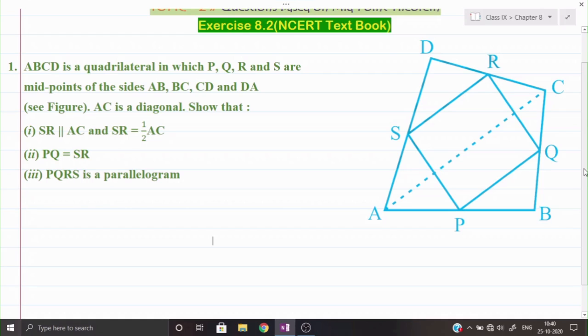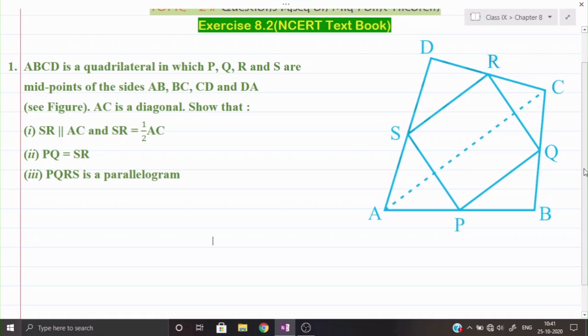Remember, if you want to prove a parallelogram, we can prove it in two to three ways. One way is to show that the opposite sides are equal, so PQ and SR are equal, PS and QR are equal. Or we can show the opposite sides are parallel, so PQ is parallel to SR, PS is parallel to QR. Or we can show that any one pair of opposite sides is equal as well as parallel, meaning PQ is parallel to SR and PQ is equal to SR. We shall see in part three which way is applicable here.